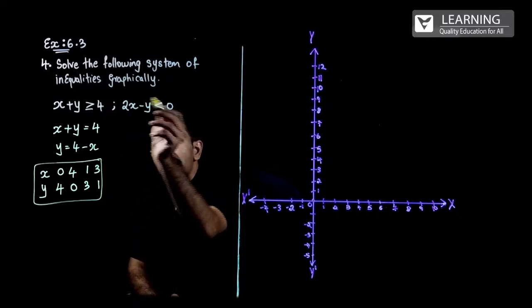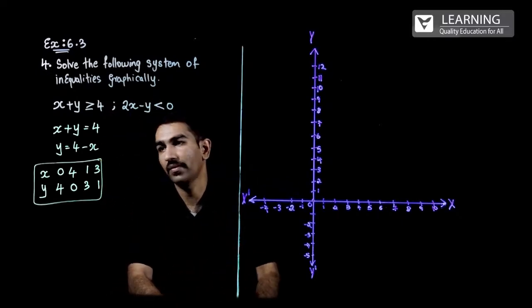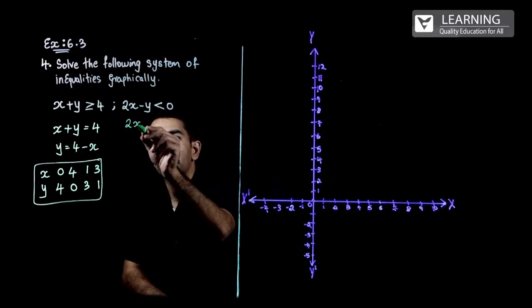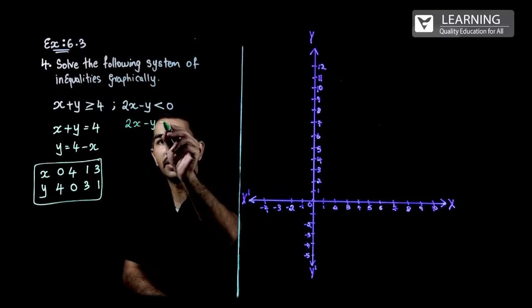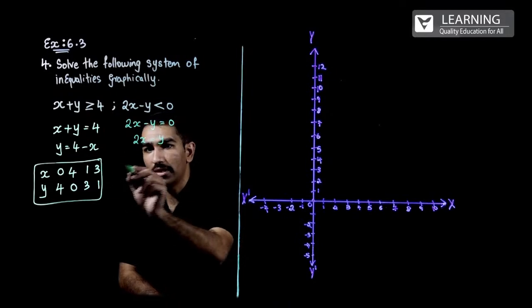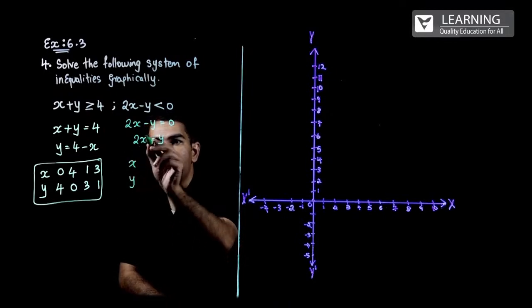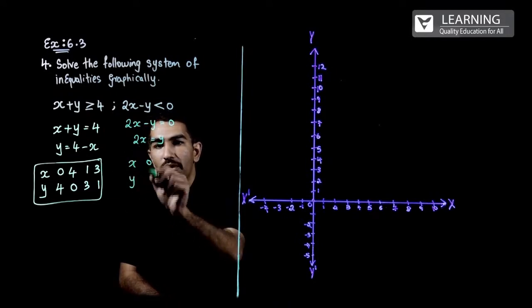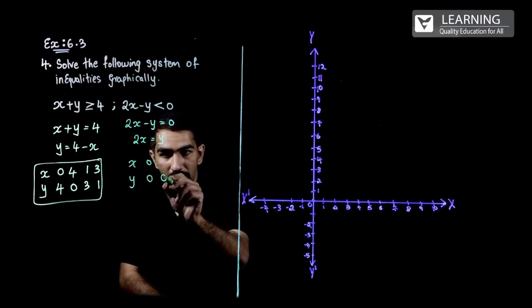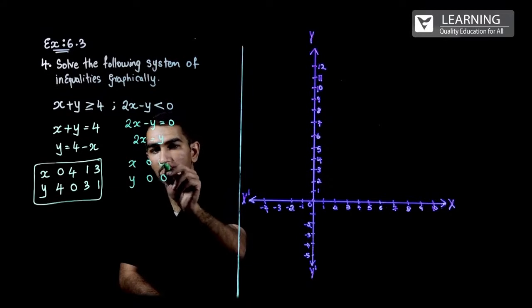There is another inequality, and the same thing you have to do, whatever we have done on the left side. Same thing, we'll write 2x minus y equals 0. So we have to draw the graph, right? Send y on that side, 2x equals y. Correct? Now again draw the table like this, x and y. Take x is equal to 0. If x is equal to 0, what is y? Y is also equal to 0. Now put y is equal to 0. What is x? X will also be equal to 0.